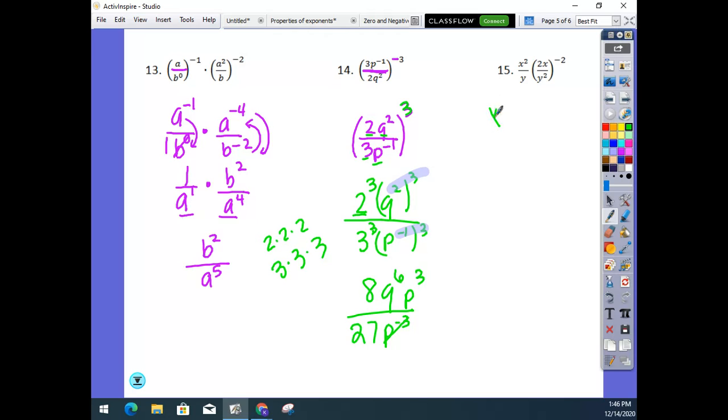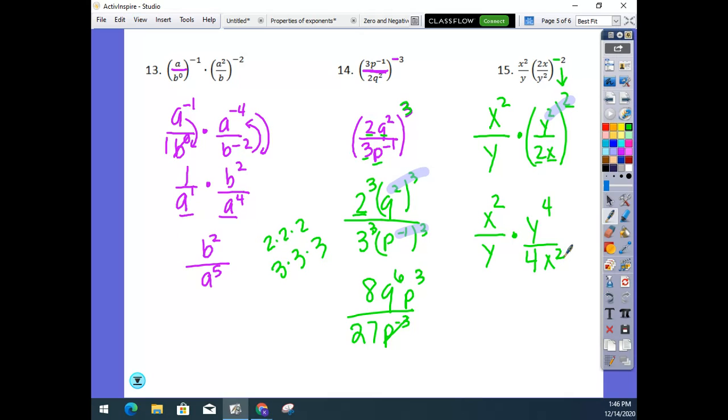All right, I'm going to leave the x squared and the y. There's nothing to combine, no negative exponents. This negative exponent means I'm going to switch my inside fraction. I'm going to do the reciprocal, putting y squared on the top, 2x on the bottom. That makes my outside exponent positive. Power to a power, we multiply. Each base here needs its own square. So 2 squared is 4, and x squared.